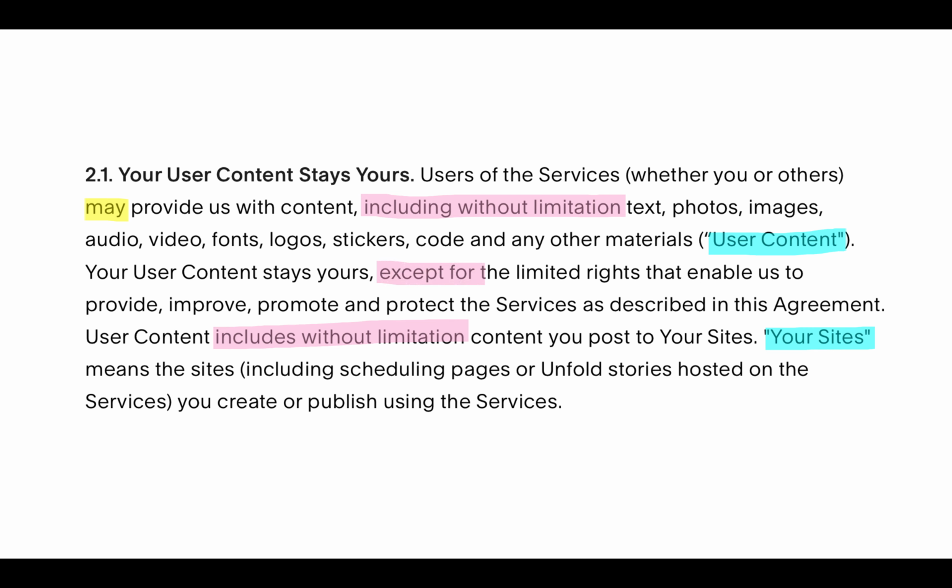And here's some limiting language: except for. That's a really useful phrase too. And another phrase that you could use that's very similar is but not. So, except for the limited rights, but not for the limited rights, etc.